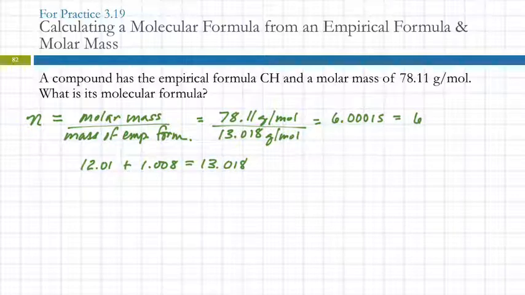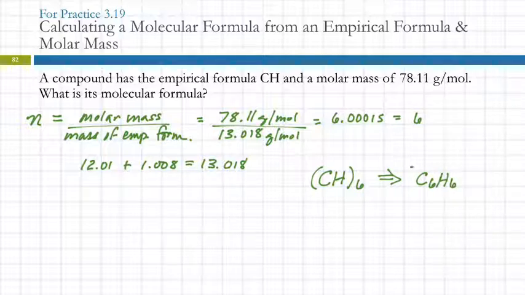That tells me, now this is not something that you would write, I'm just trying to illustrate the process here. We're taking the empirical formula and we're going to multiply all the subscripts by 6. So the subscript on carbon is 1 times 6 is 6. And on hydrogen, it's a 1, so that becomes 6. So the molecular formula is C6H6.